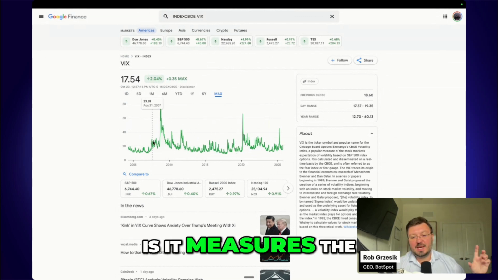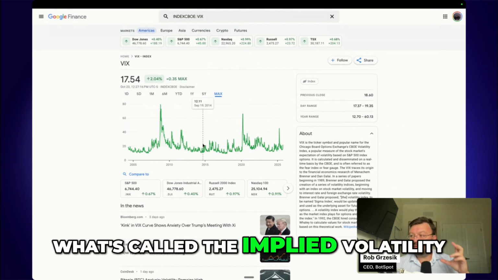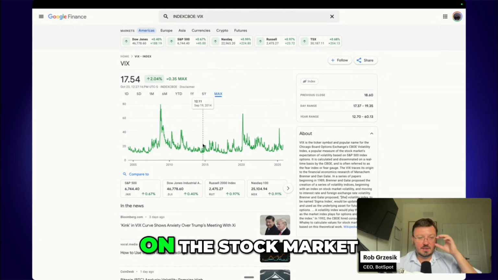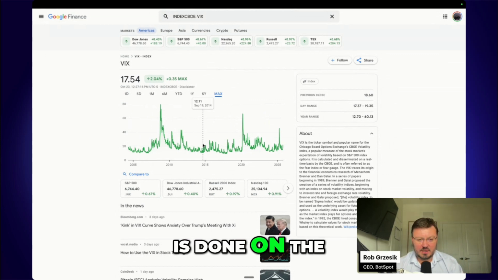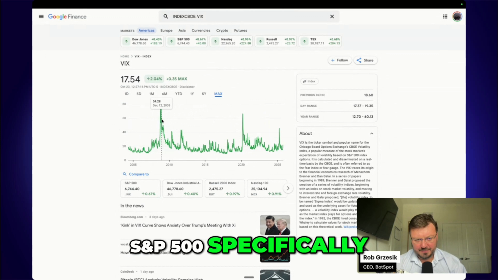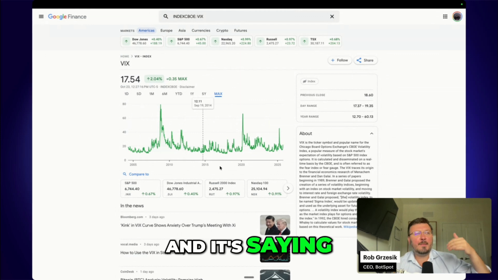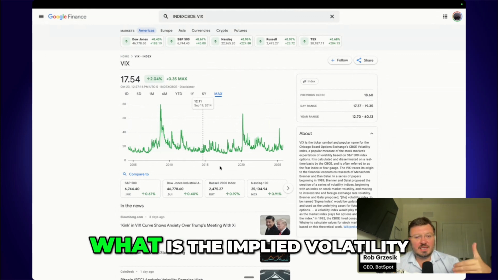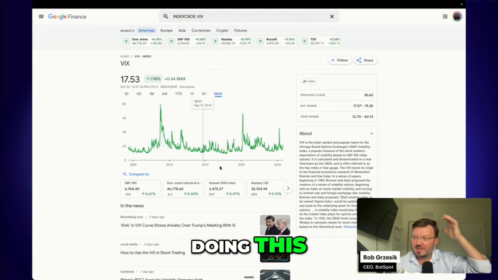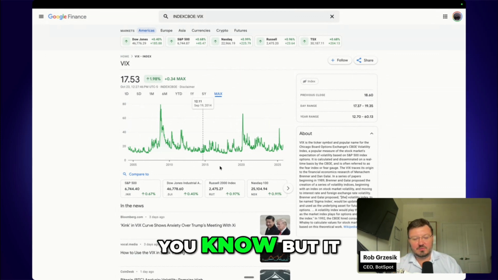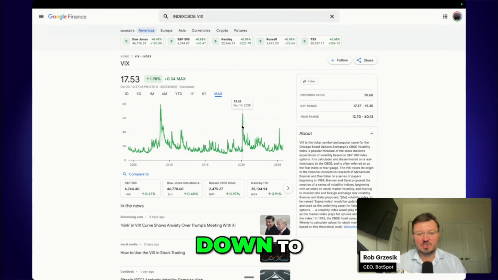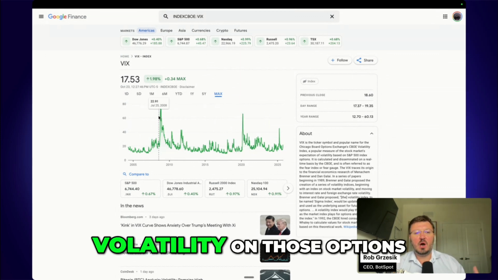Basically, what it does is it measures what's called the implied volatility on the stock market. So I believe this is done on the S&P 500 specifically, and it's looking at a bunch of expirations on stock options, and it's saying, based on those expirations, what is the implied volatility? And it's doing some pretty fancy math, but it kind of just boils down to, what is the implied volatility on those options?